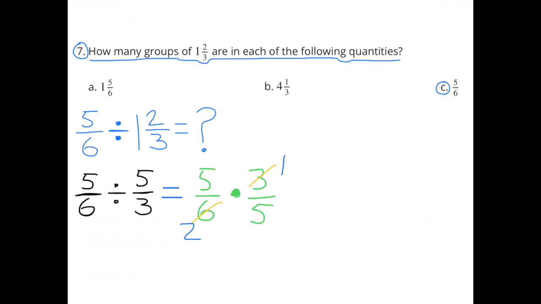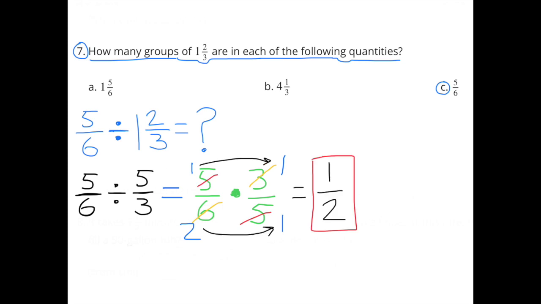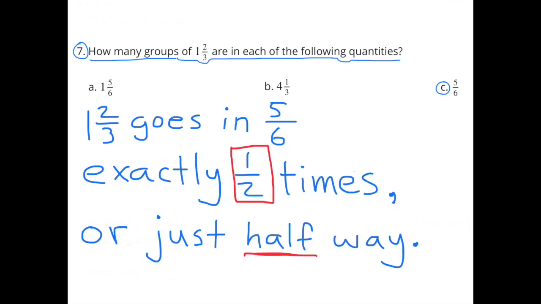I can simplify. 3 goes into 3 once. 3 goes into 6 twice. 5 goes into 5 once. 5 goes into 5 once. Now I multiply straight across. 1 times 1 is 1. 2 times 1 is 2. And that equals 1/2. 1 2/3 goes in 5/6 exactly 1/2 times, or just halfway.